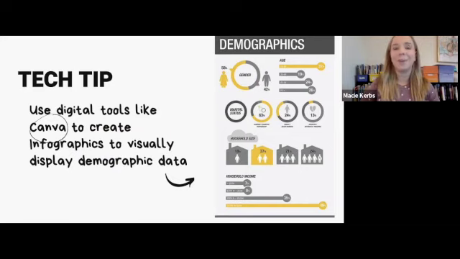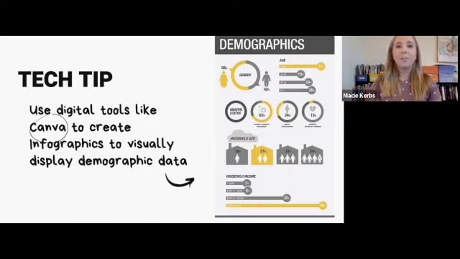I love Canva personally. I think it's so easy to use, and you can get an educator subscription for free. So you can use Canva and all the premium features just with your school email address. But you can make infographics this way to just show who are the people filling our schools. So this is a great visual tool to add to it.